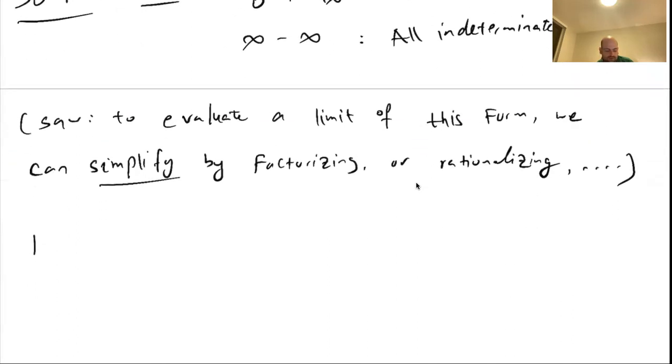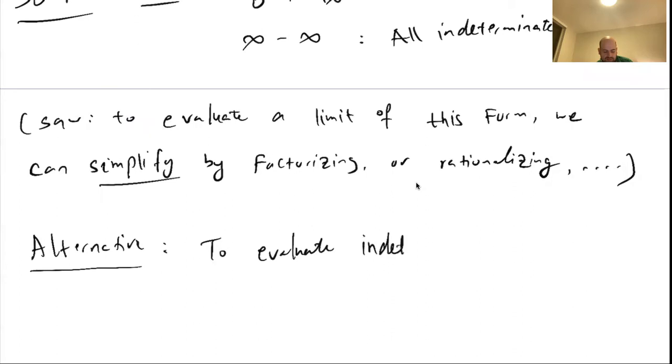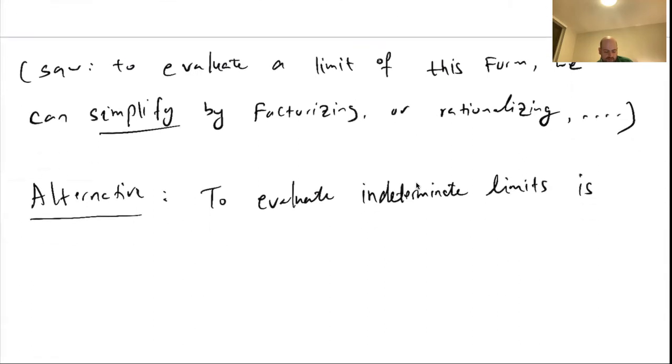So an alternative to evaluate these indeterminate limits is a rule called L'Hopital rule.